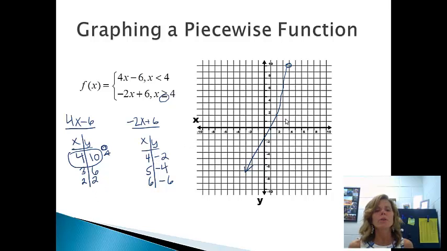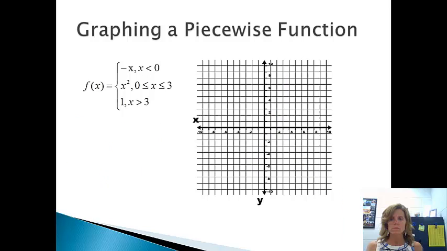Now when I go and do the next one, we have 4, negative 2, 5, negative 4, 6, negative 6. Okay, and we know it's going to be a line. This one does get a filled in circle, and then again it's going to continue on. So that's what my piecewise function would look like.